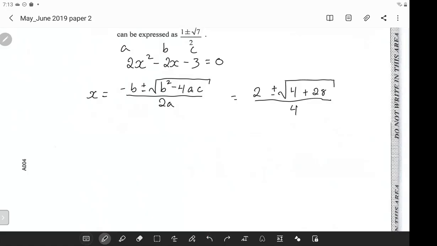Now we just need to simplify this. So we have that x is equal to 2 plus or minus the square root of 4 plus 28, that is 32.